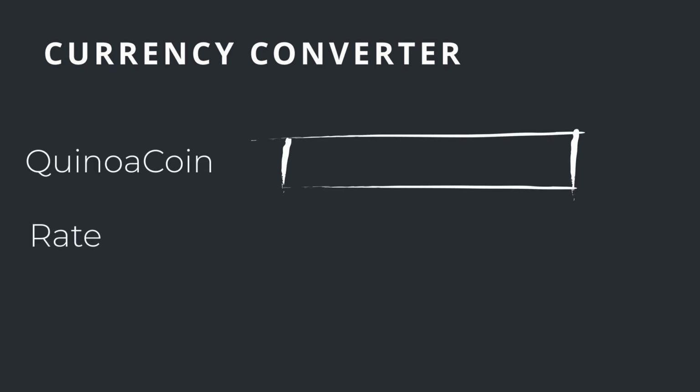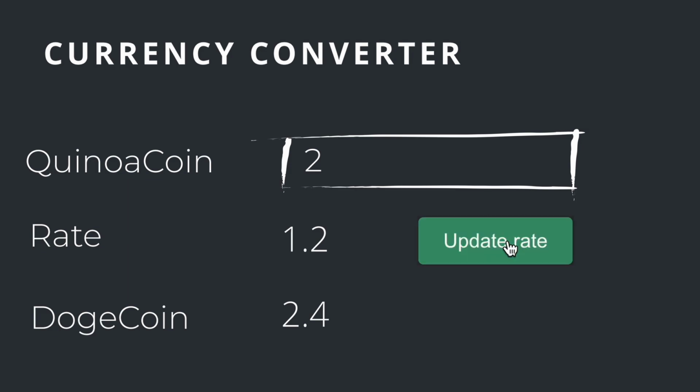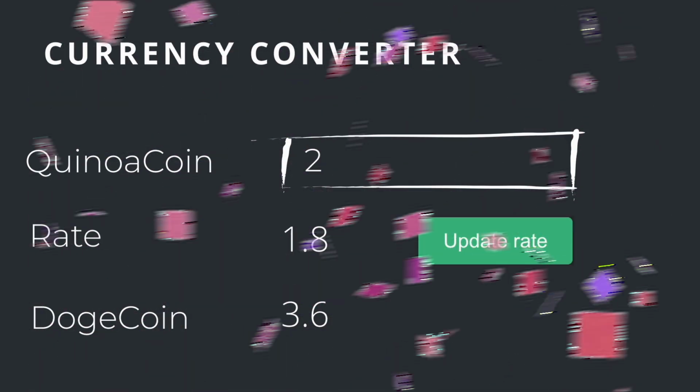The component will convert predefined currencies. You can enter the amount in an input and click a button to change the rate. As a side effect, we will draw confetti.